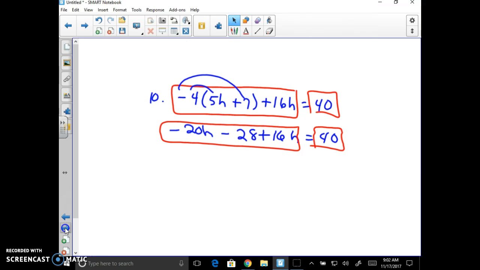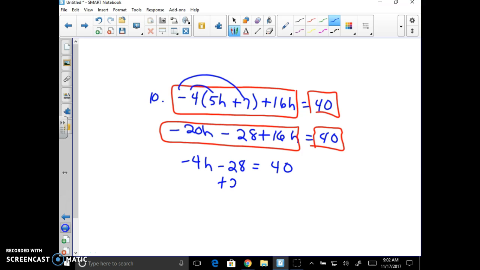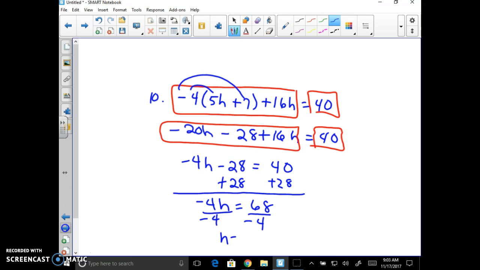So we have negative 20 plus 16 is negative 4h minus 28 equals 40. Add 28. Bring down negative 4h equals 68. Divide both sides by negative 4, and h equals negative 17. Make sure you check it.